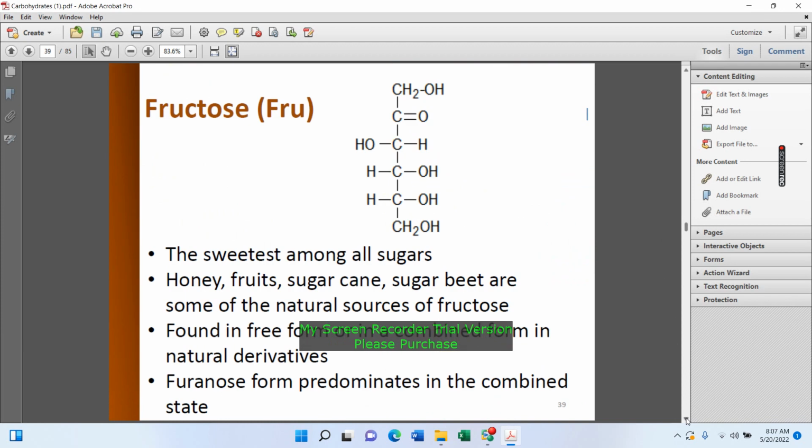So the next one is fructose. Fructose is the sweetest among all sugars. Honey, fruits, sugar cane, sugar beet are some of the natural sources of fructose. Found in the free form or in a combined form in natural derivatives, furanose form predominates in the combined state.